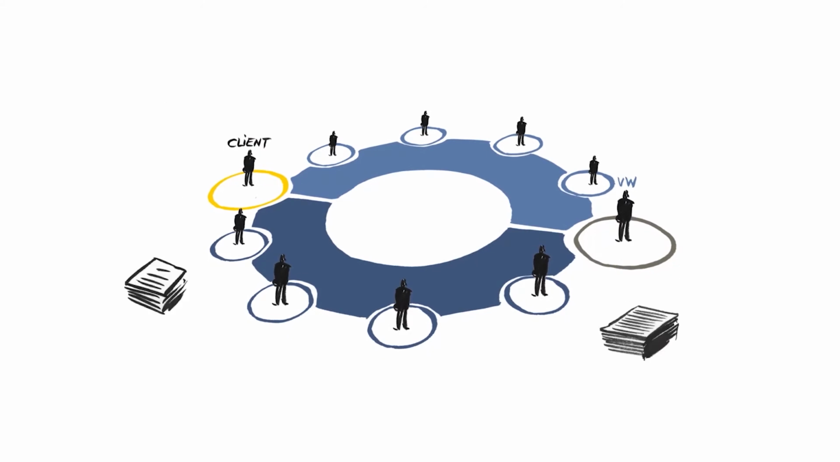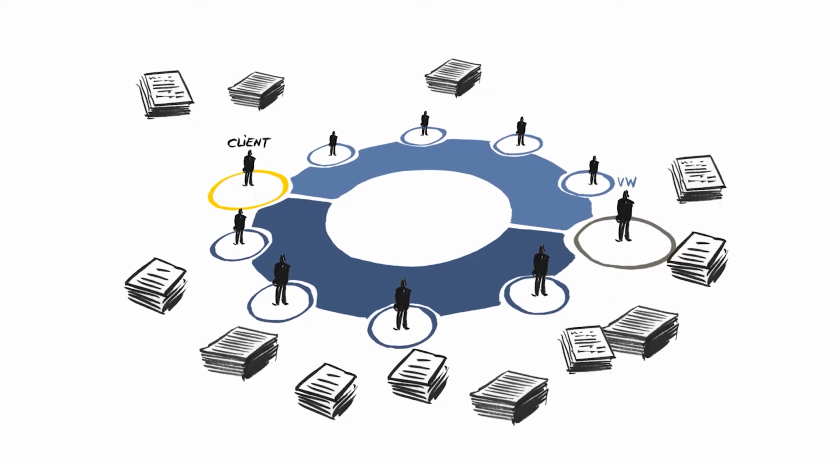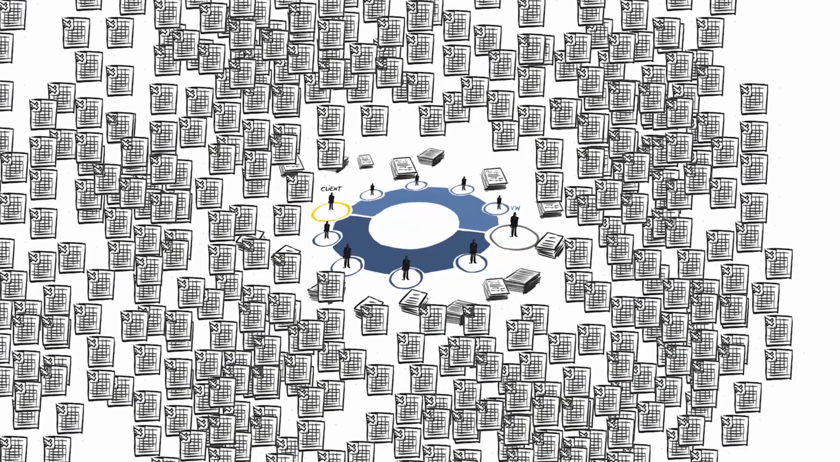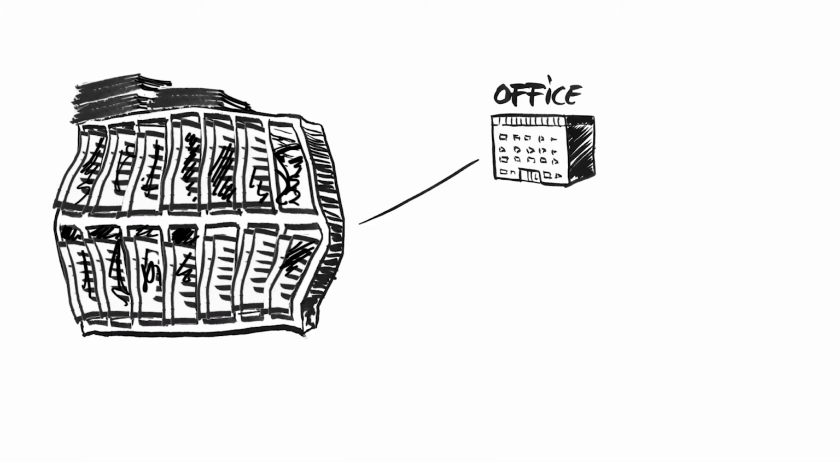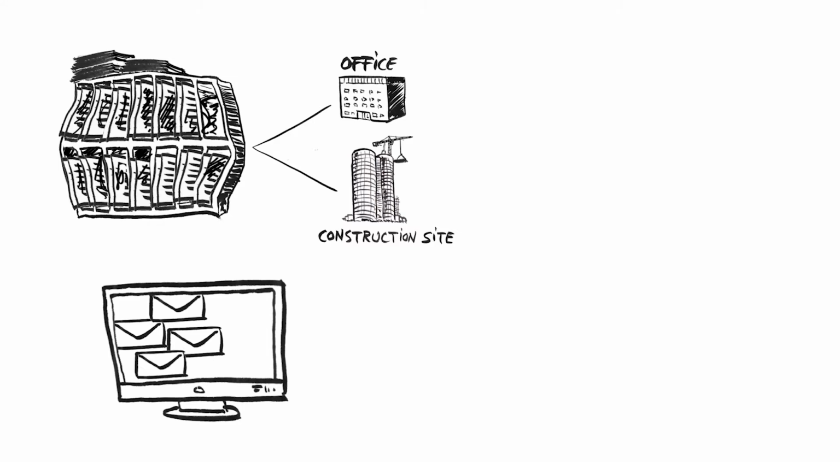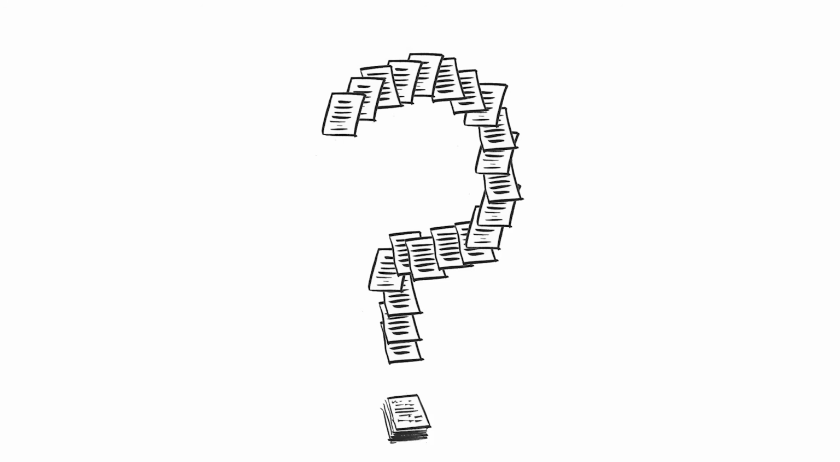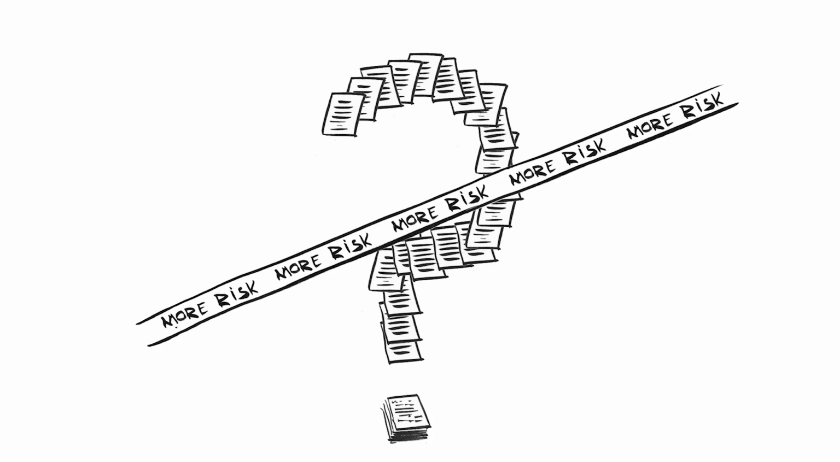Moreover, the full extent of our project information sits in different locations. We work with piles of paper, personal notebooks, and thousands of separate digital files, ranging from bulging drawer cabinets at the office and construction site to our email inboxes, company hard drives, and archive boxes at large-scale archive spaces. We run a significant risk of working with incorrect data. And due to the explosive growth of data, this risk is only increasing.